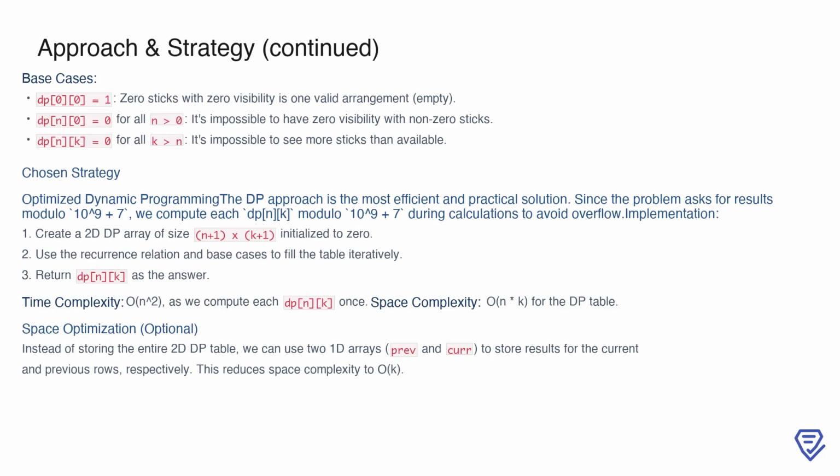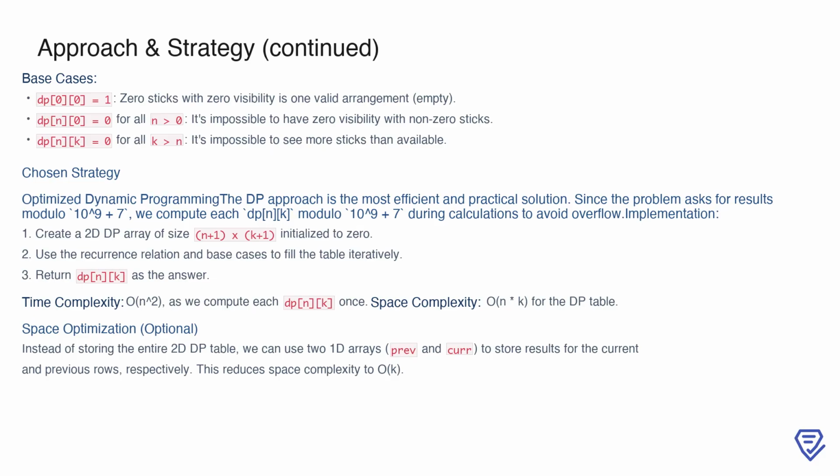Using these observations, the dp table is filled iteratively, and we compute results modulo 10^9 plus 7 to handle large numbers efficiently. This gives us a time complexity of O(n squared) for filling the table and a space complexity of O(n times k).